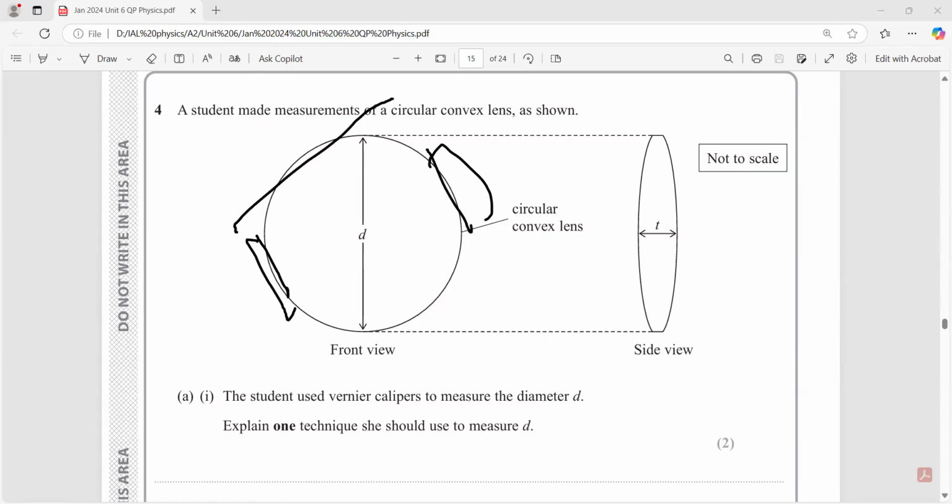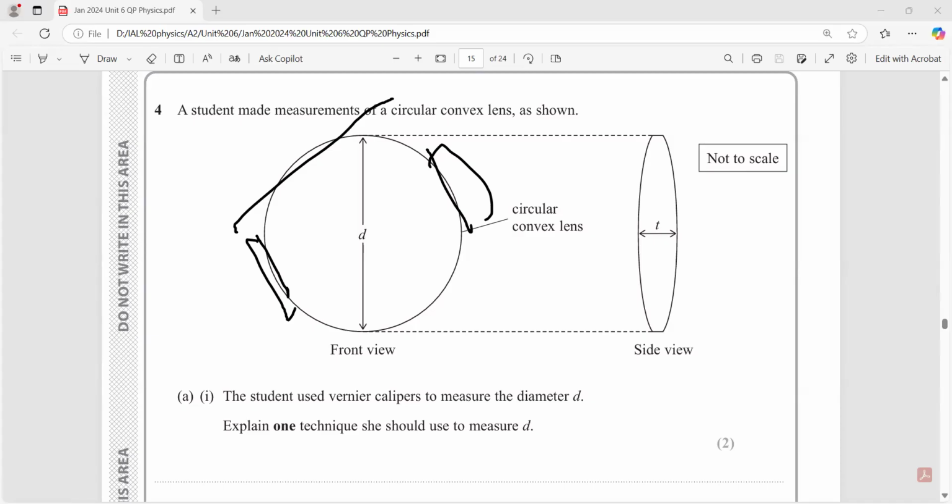First, you should always check for zero error, because that is the most important thing. When you check for zero error, it will reduce the systematic error, so there will be no error because of the system. And when you repeat with different orientations and take a mean, you reduce the random error.